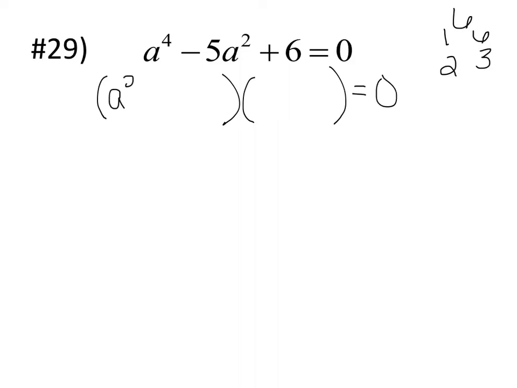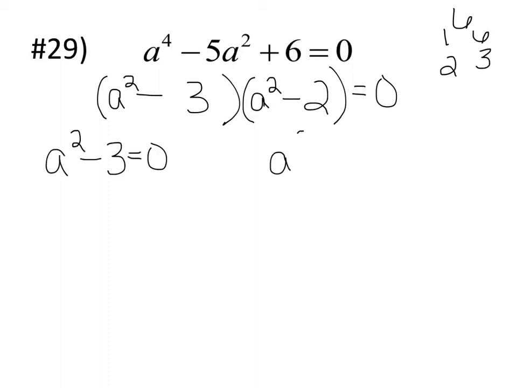We're going to put a squared here and a squared here, because remember we need a to the fourth, and a squared times a squared is a to the fourth. Always keep your first sign. If it's minus, change your second sign. And we need it to be positive 6 and negative 5. So negative 3 and negative 2 are going to give us negative 5. Then you're going to break each piece equal to 0.